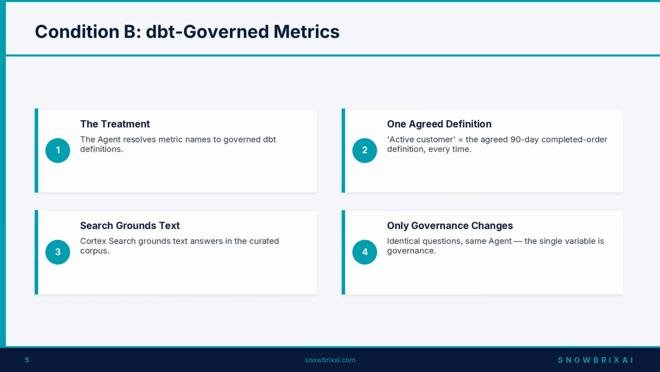Condition B is the treatment. Now the agent resolves a metric name to its governed dbt definition. Active customer means the one agreed 90-day completed order definition. Every time, no guessing. Cortex Search still grounds the text answers in the curated corpus. And here is the discipline: same questions, same agent. The only thing that changes is governance, one variable isolated.